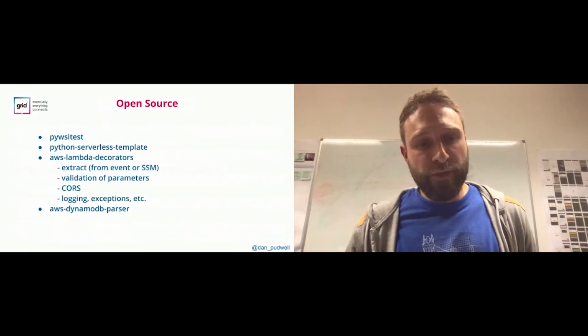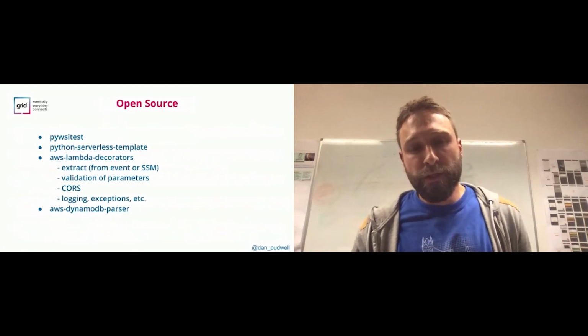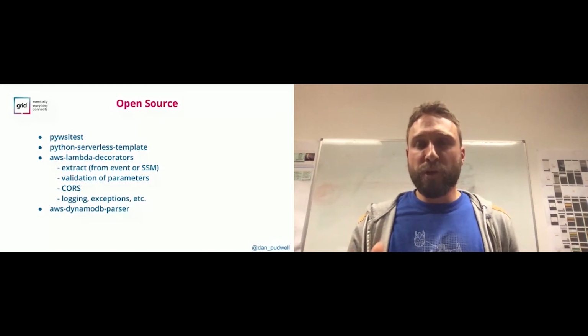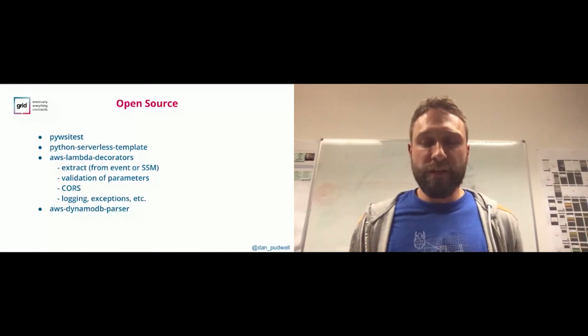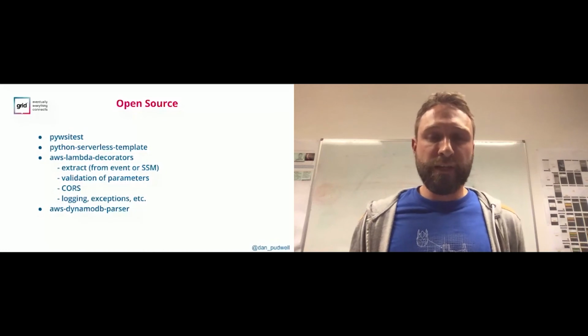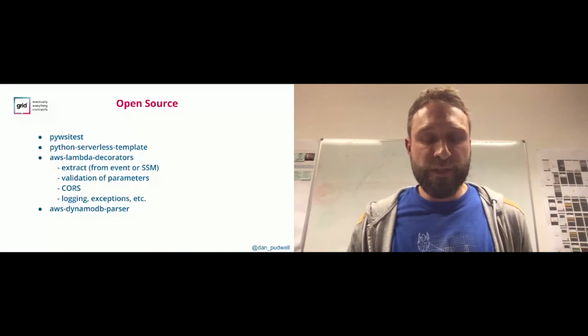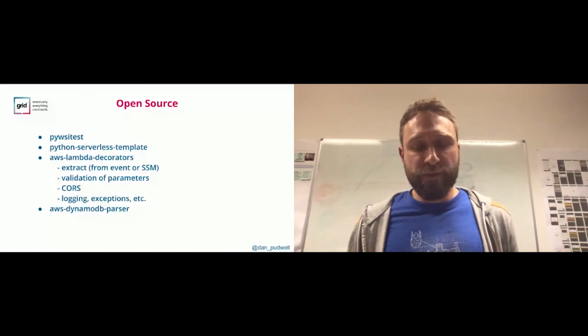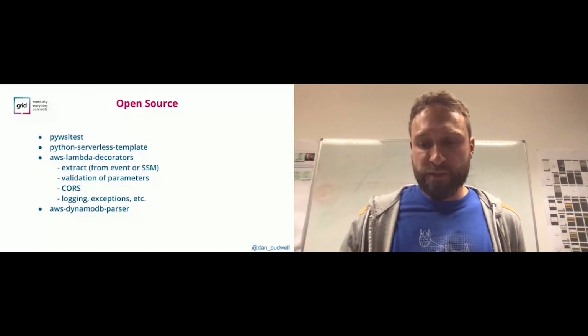And then there's also the AWS DynamoDB parser, because when you query Dynamo, you don't get back a nice object. You get back a bunch of stuff and metadata around it as well. So this is a library that filters it down to the things that you need, not the rest of the stuff.